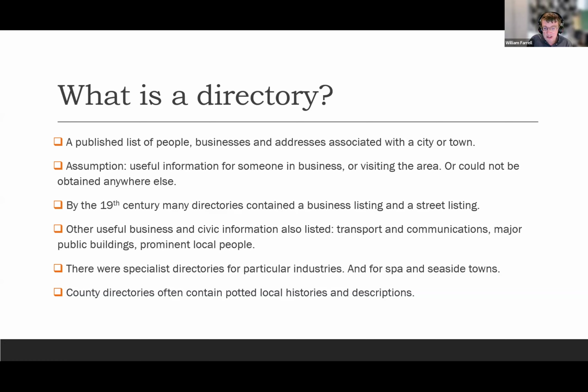There were also specialized directories for particular industries, and there are some very good ones for the later 19th century and the Edwardian period, which carried on into the 1950s and 1960s, in fact. So there's a lot for textiles and clothing industry, for metalworking and so on. And some of those were considered quite important and went through lots of different volumes.